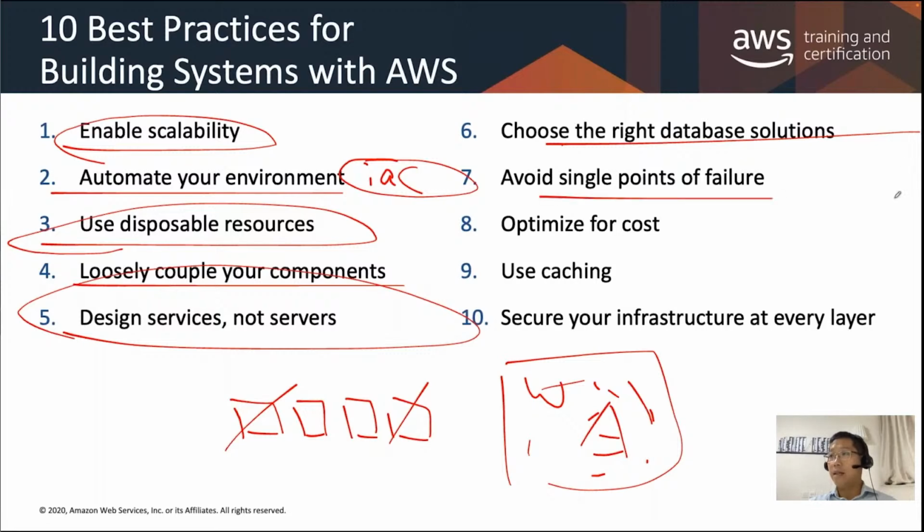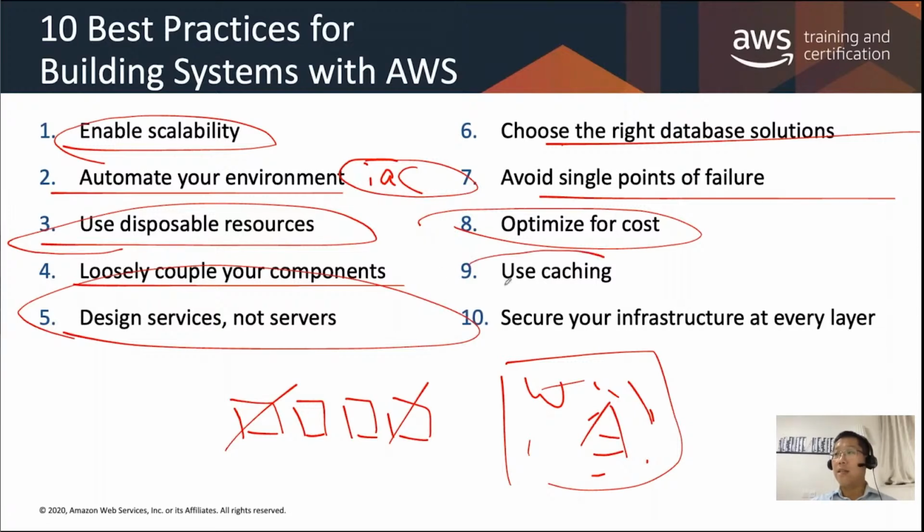This one I don't think we need to elaborate. Avoid single point of failure. Anything can fail. A single machine, a hardware data center, an availability zone, or even a region can go down. No one can predict a big natural disaster. And then optimize for cost. Try to lower your cost, actually, by using more managed services and more serverless services.